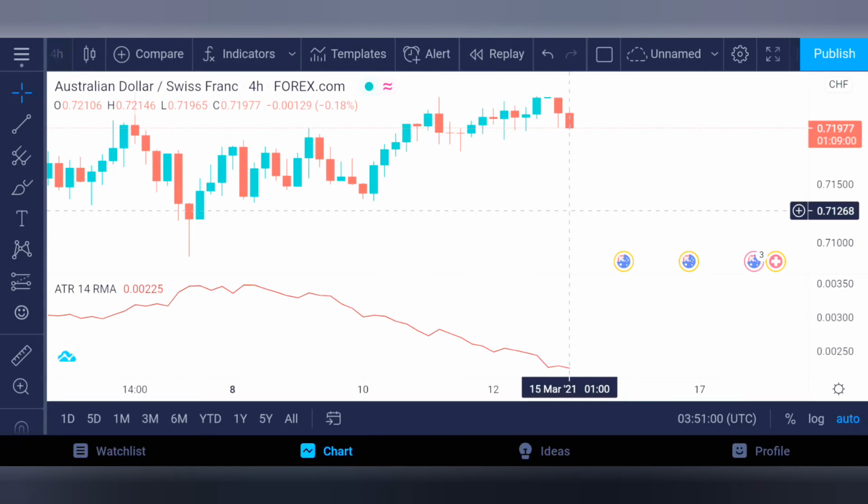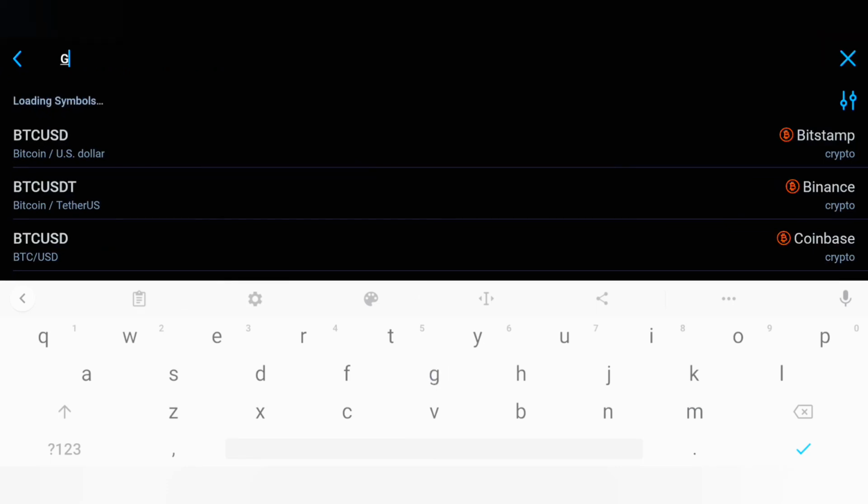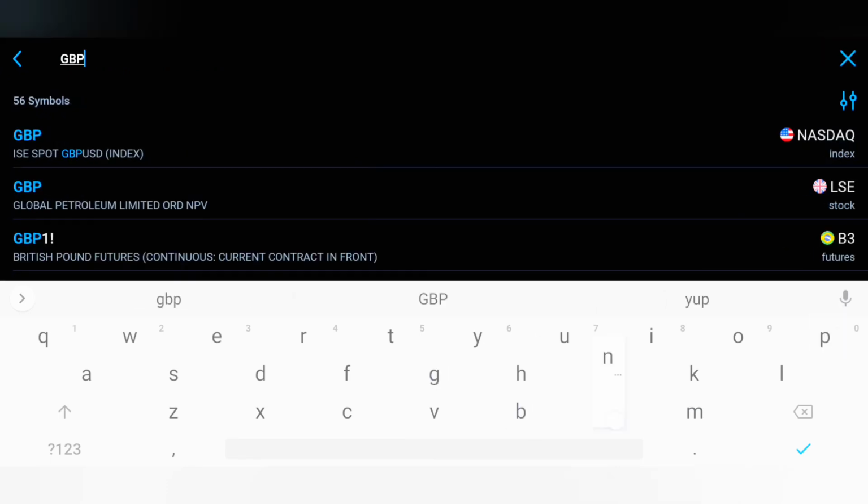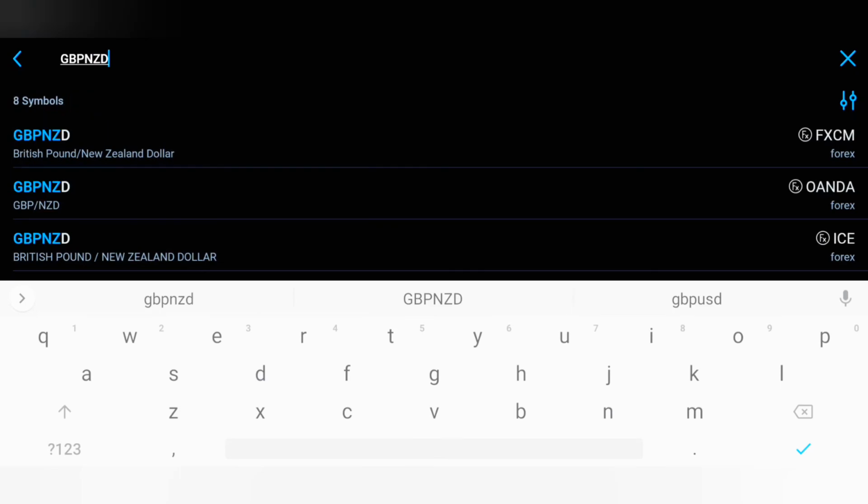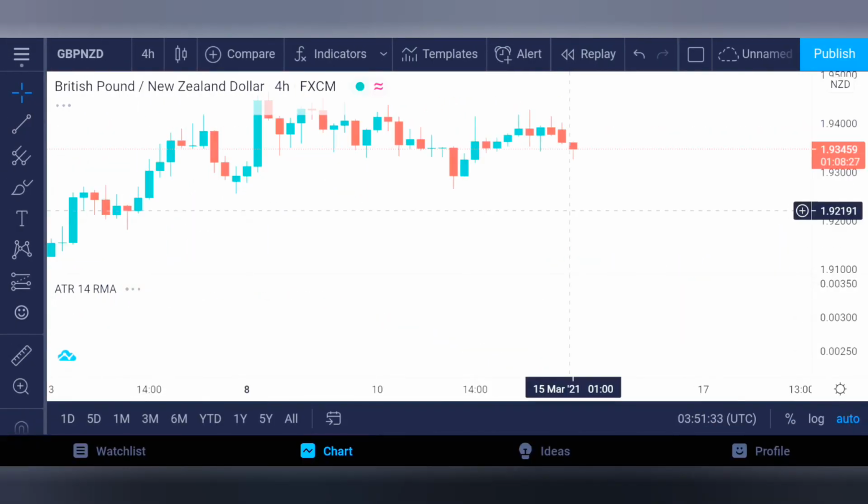So volatility is very important in showing you the characteristic of the kind of currency pair you are trading. Some currency pairs are way more volatile than others. So for this currency pair, this is Aussie Swiss, we are seeing volatility of 22. Now let's check out another currency pair and you'll see what I'm talking about. Let's check out pound kiwi.